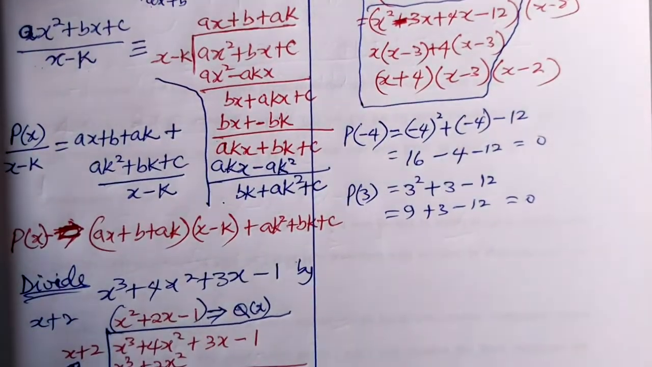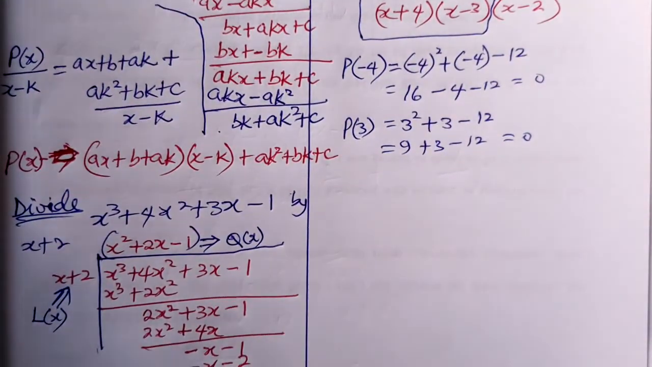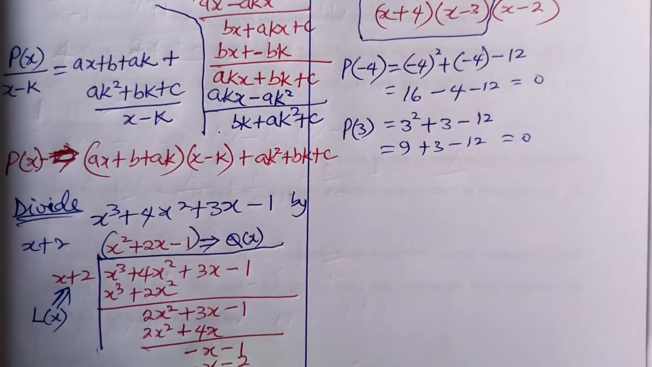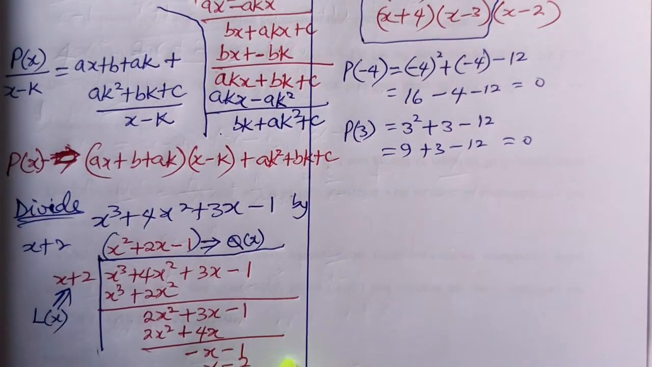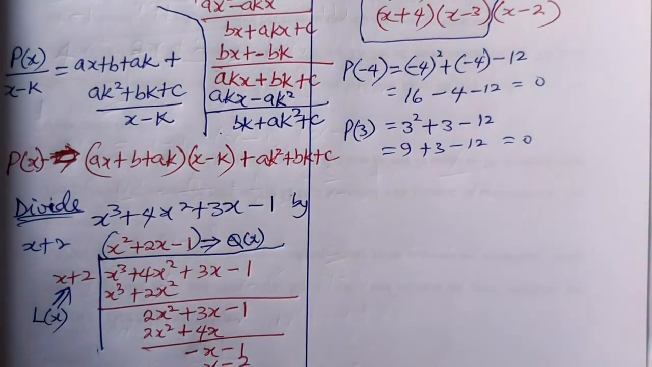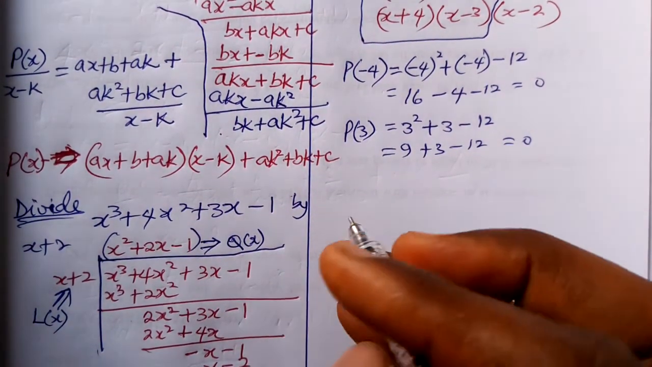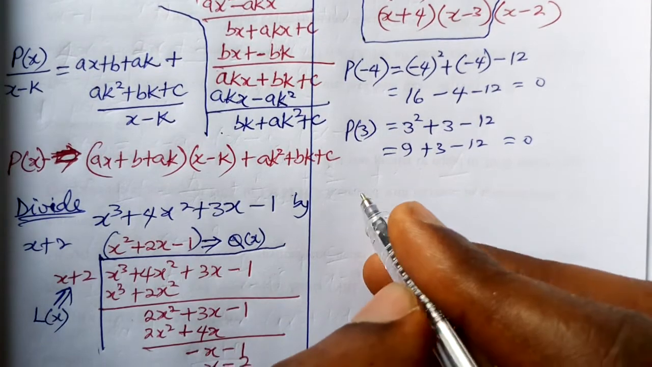So that is the link between the remainder theorem and the factor theorem. And it's very good because when you have a remainder that you want to resolve into partial fractions, it will be easy to get out the quotient first and now resolve the one in the other remainder in partial fractions.